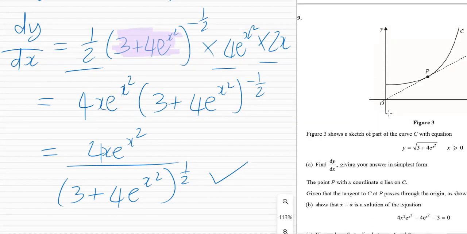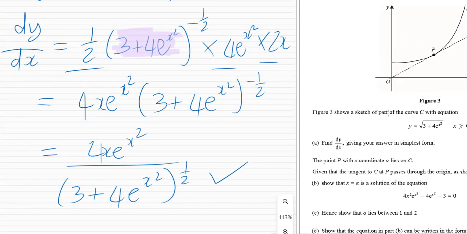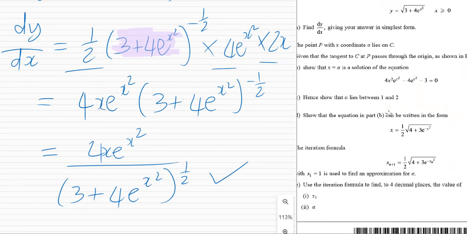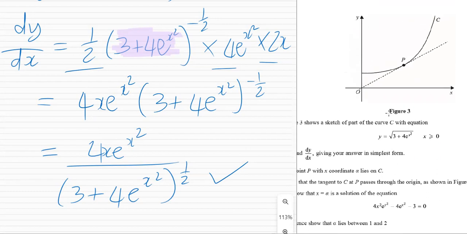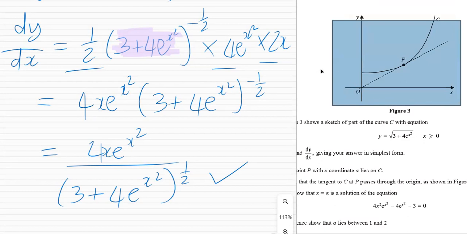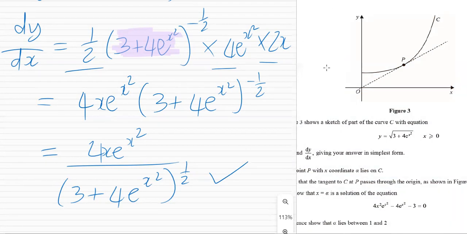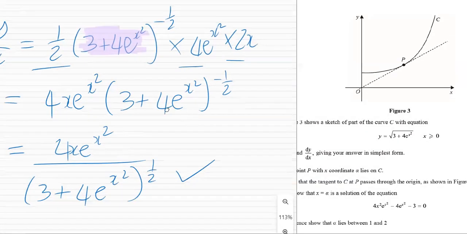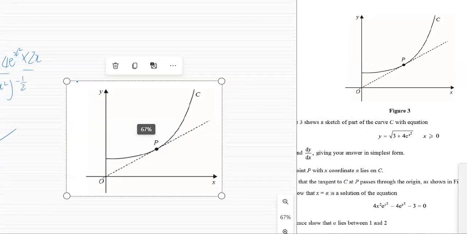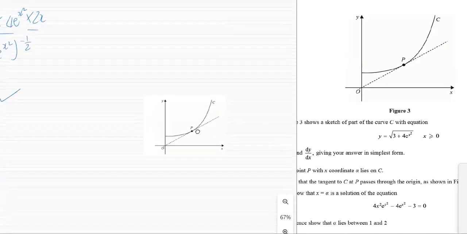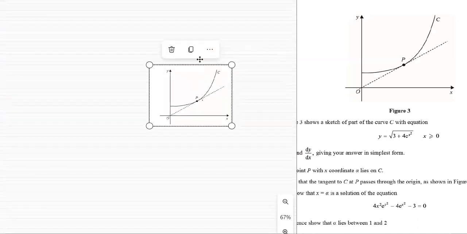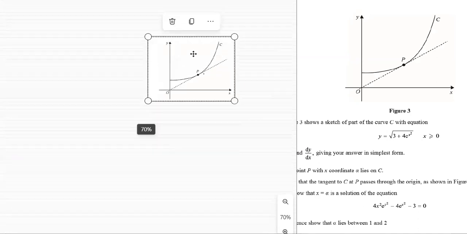Number B gives you some more information. It's this picture. Point P lies on the curve, and the line also passes through the origin. Because it passes through the origin, there are certain things we can know about it. What do we know about the origin? Well, we know that it's 0, 0. That's the first thing we know about it.